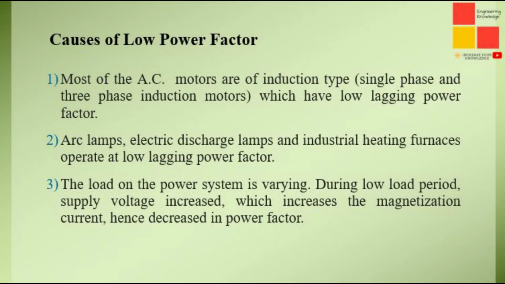The causes of low power factor are given as follows. Most of the AC motors are of induction type, either single-phase or three-phase induction motors, which have low lagging power factor. Arc lamps, electric discharge lamps and industrial heating furnaces operate at low lagging power factor. The load on the power system is varying. During low load periods, supply voltage increases, which increases the magnetizing current, hence a decrease in power factor.